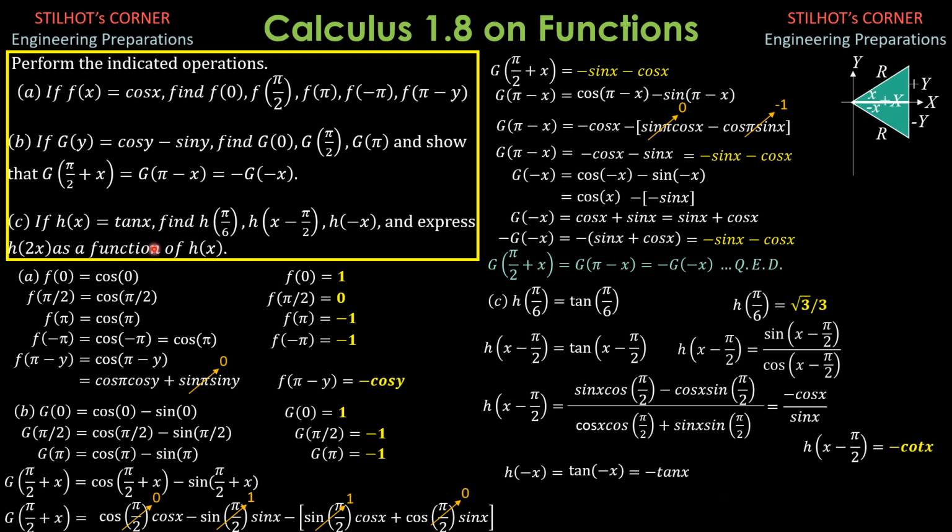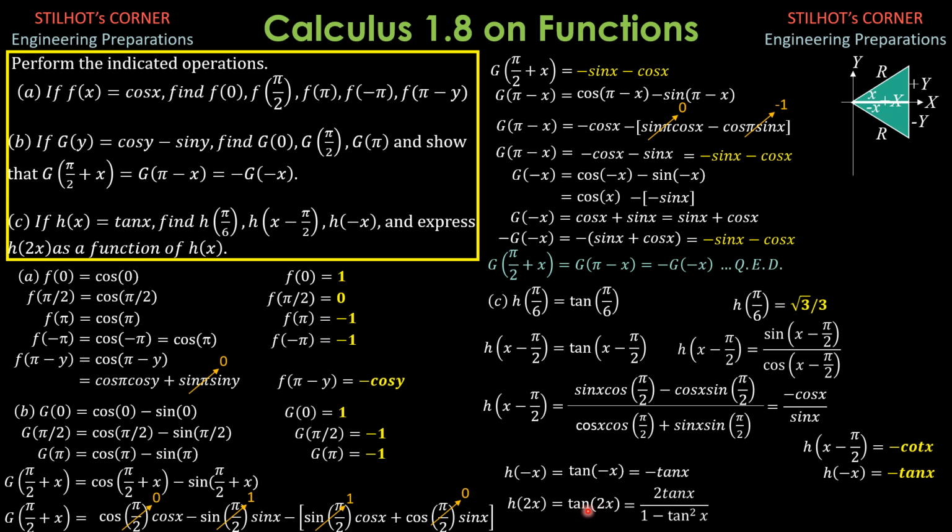And finally, let us express h of 2x as a function of h of x. So h of 2x is tangent of 2x. So I'll suggest that if you cannot recall the formula, this is supposedly tangent of 2 tangent x, because the expansion is tangent of x plus x. So it is 2 tangent x over 1 minus tangent square x. So that's double angle formula for tangent 2x.